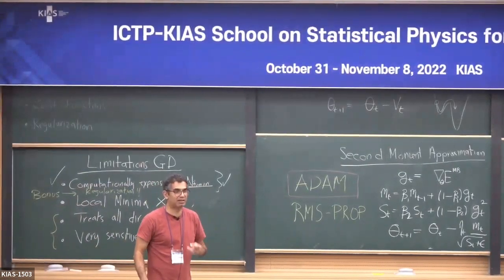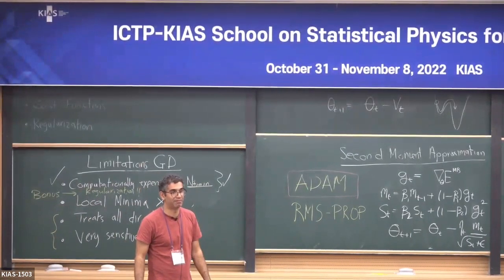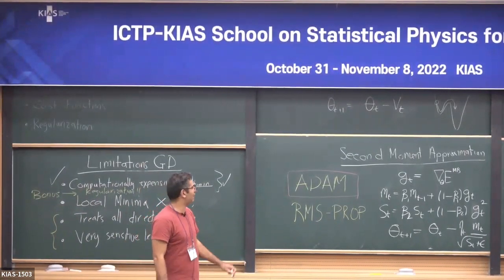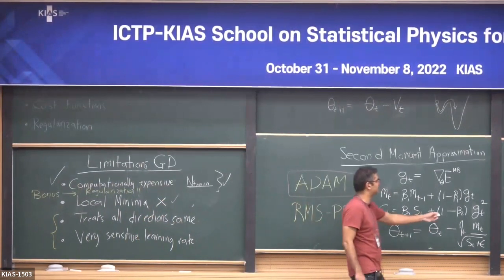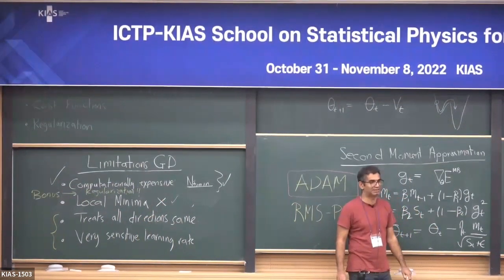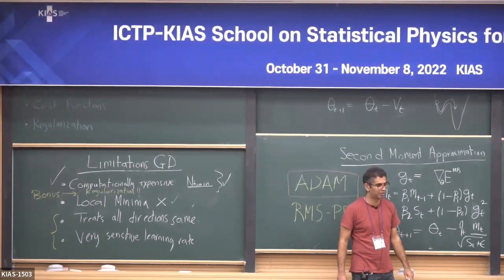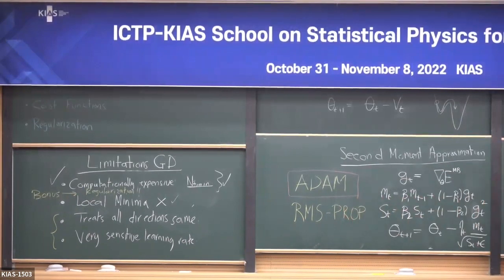Because it's kind of a risk-averse algorithm. I would really like to use the Hessian, but instead I just use the covariance; I just use the second moment. So this is basically how we optimize.